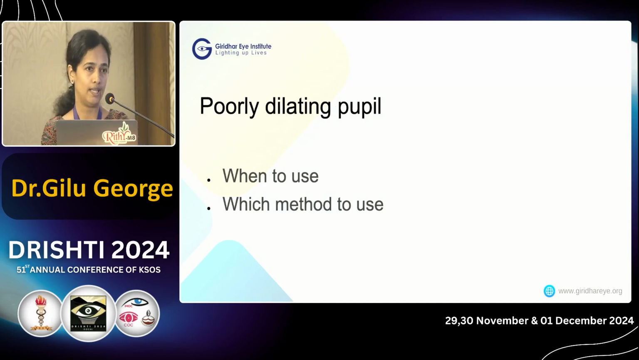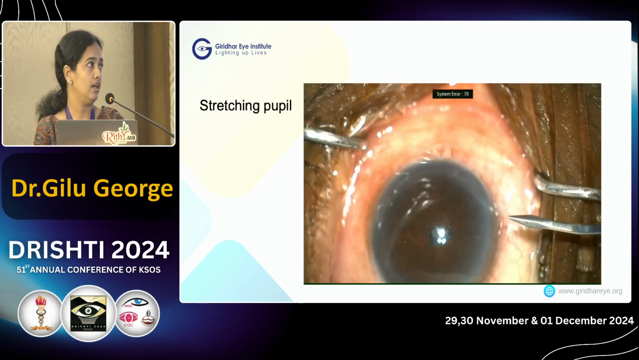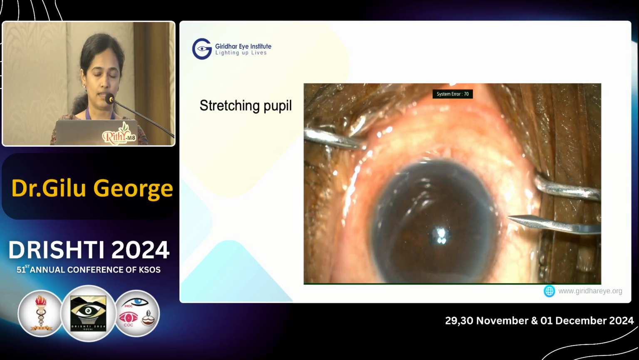Now coming to a poorly dilating pupil. So when you have a poorly dilating pupil, you need to dilate the pupil to visualize the axis. When to use a dilating method and which method to use depends on a case-to-case basis and also depends on the experience of the surgeon with the various methods. Now, in all these cases, again you have to stain the capsule.